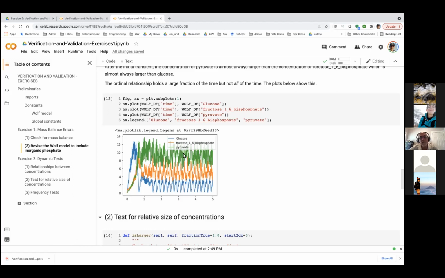But if you're comparing, go ahead. Just a couple quick questions. One, someone wanted to know how to make a data frame because they wanted to use WolfDF, and if they change the model, then WolfDF would change also. Yes, go ahead. And then my other question is, this looks like a stochastic simulation. Is that true?